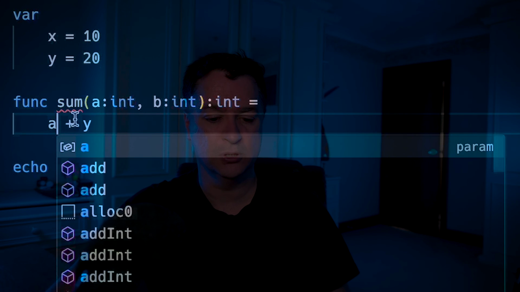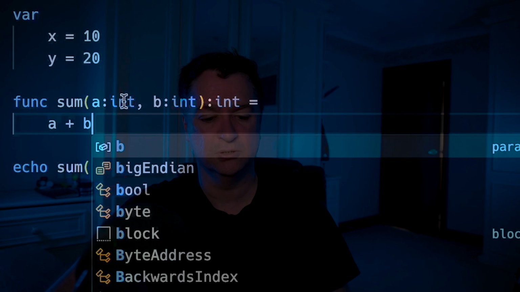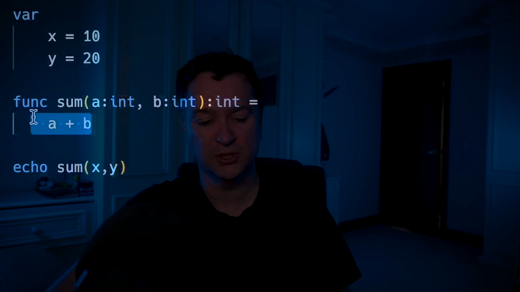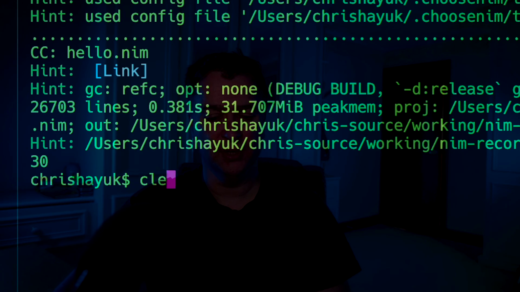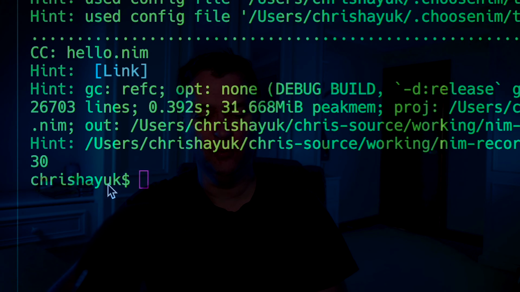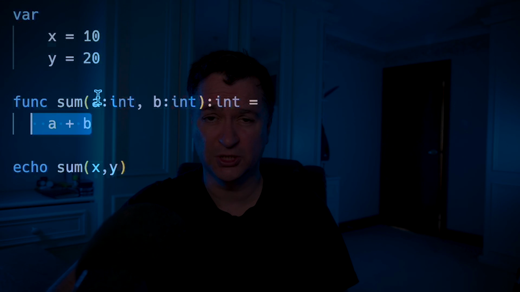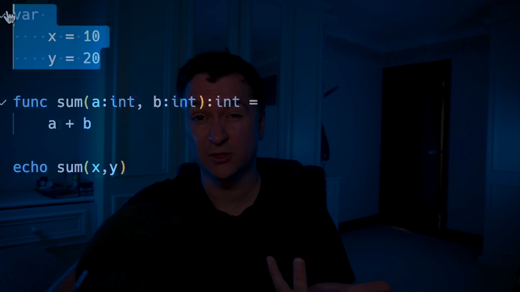So if I want to be purely functional, I can then say, okay, this is a func, and it's going to use A and B. And if I run this now, it's going to work, which is cool, which is 30. So it works, but it means that the function cannot have any side effects. So it cannot access anything outside of its scope.